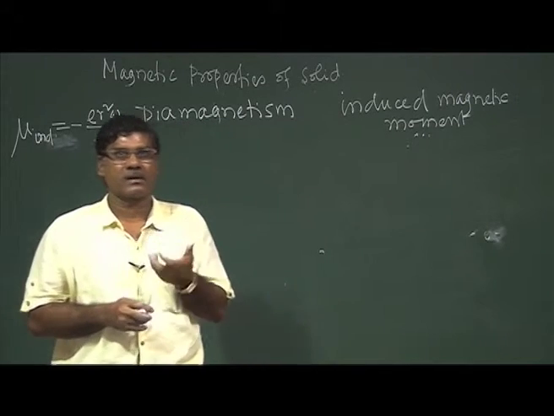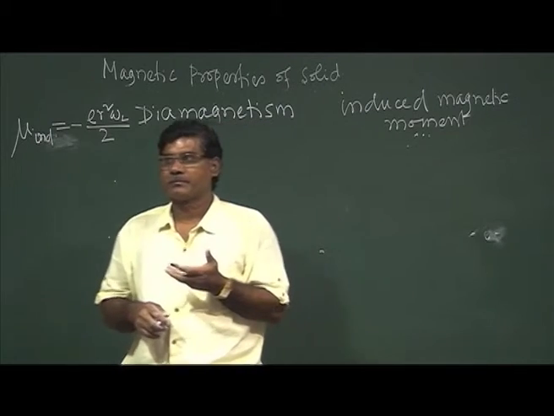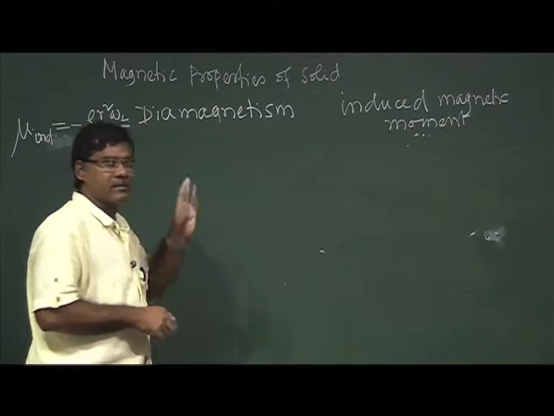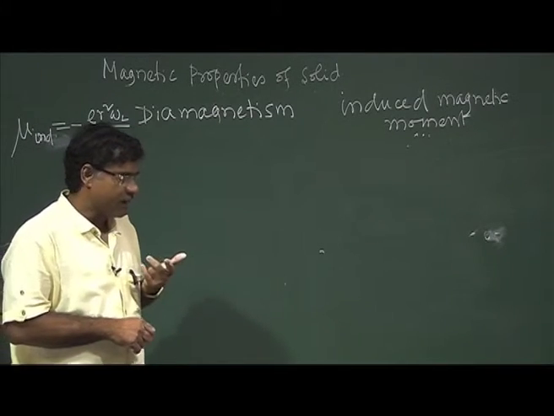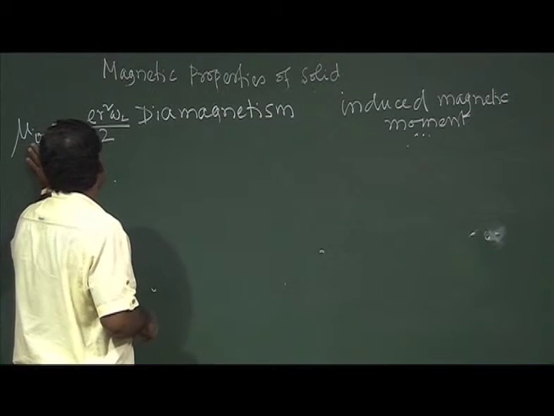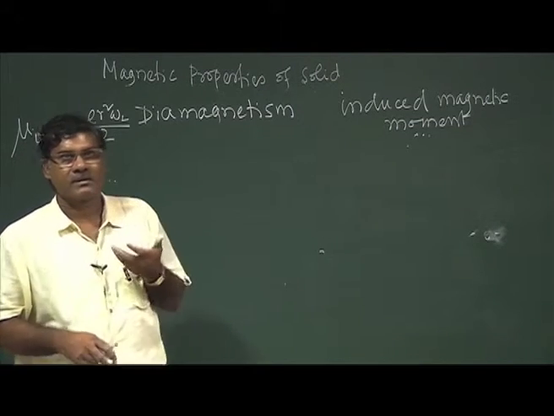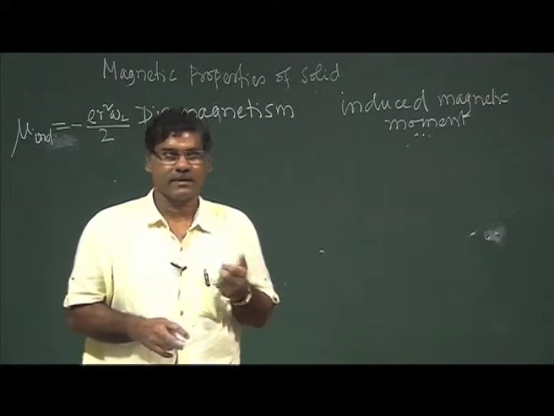Now what will be the total induced magnetic moment for that atom? That we have to find out. We will be able to find it if we find the average induced magnetic moment per orbit, per electron.